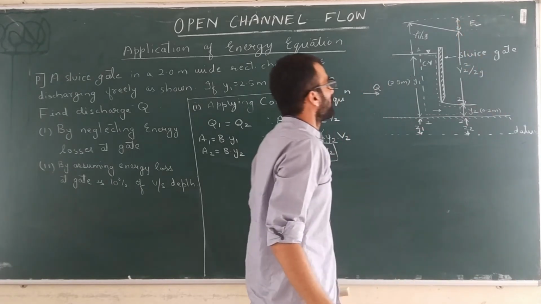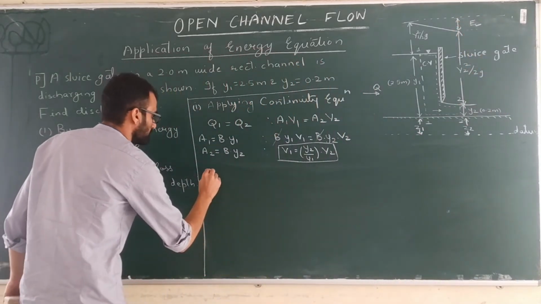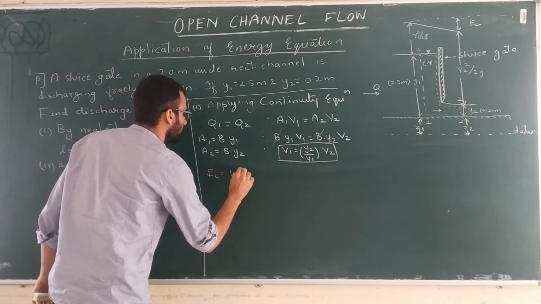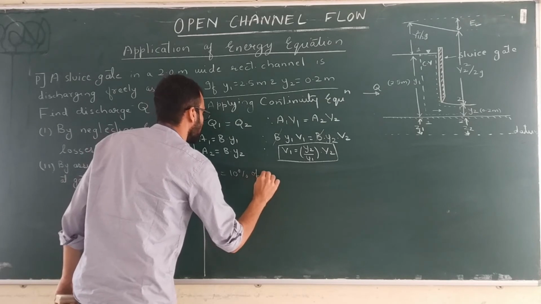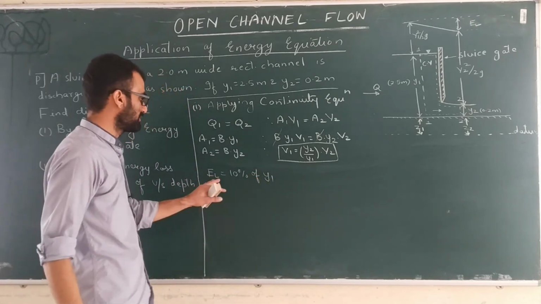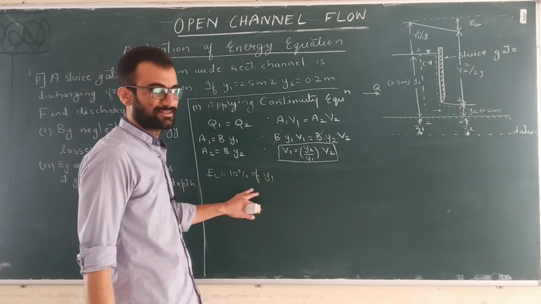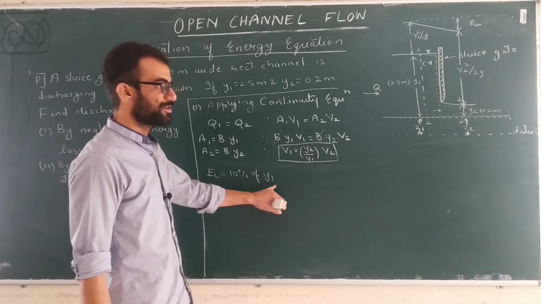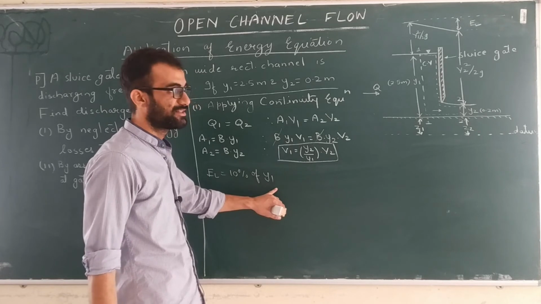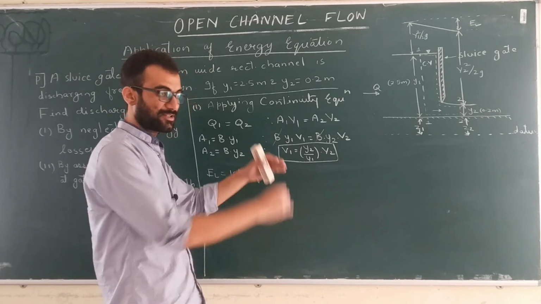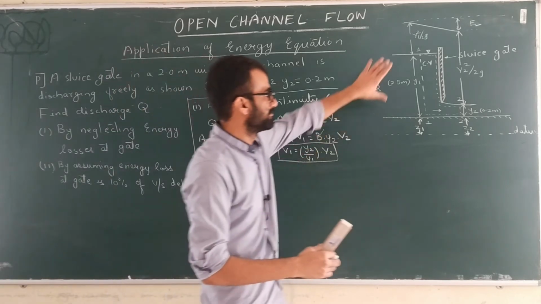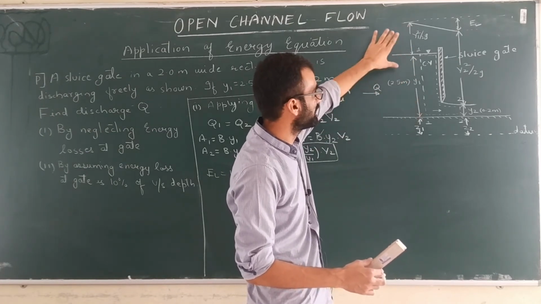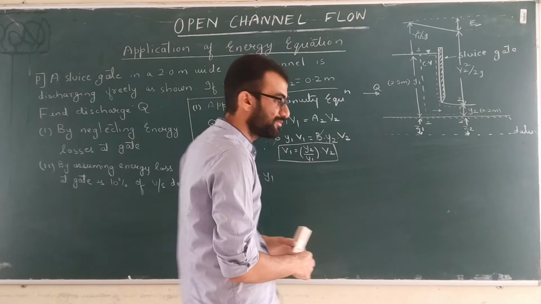Okay, and how much is the energy loss? Energy loss is 10% of depth Y1. So energy loss is given in terms of meters. Okay, because it is given as 10% of Y1, so it is given in terms of depth. So that is the head. This length is nothing but the head. So energy loss is given in terms of energy head.